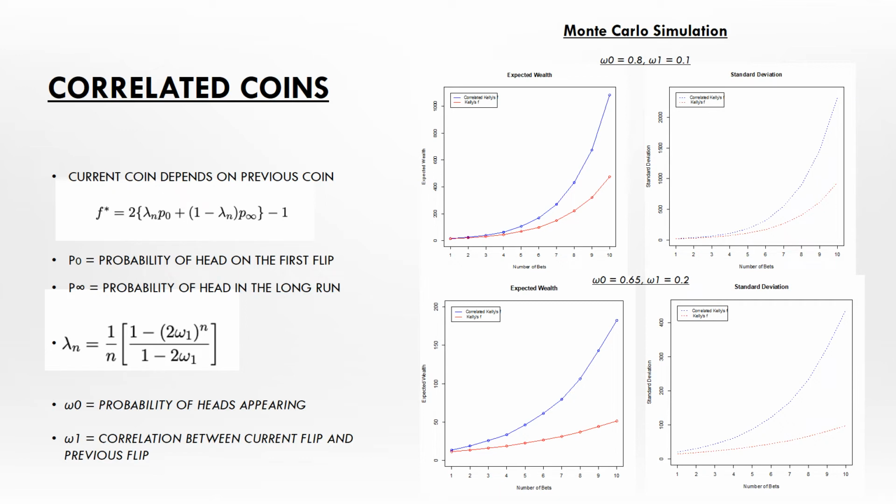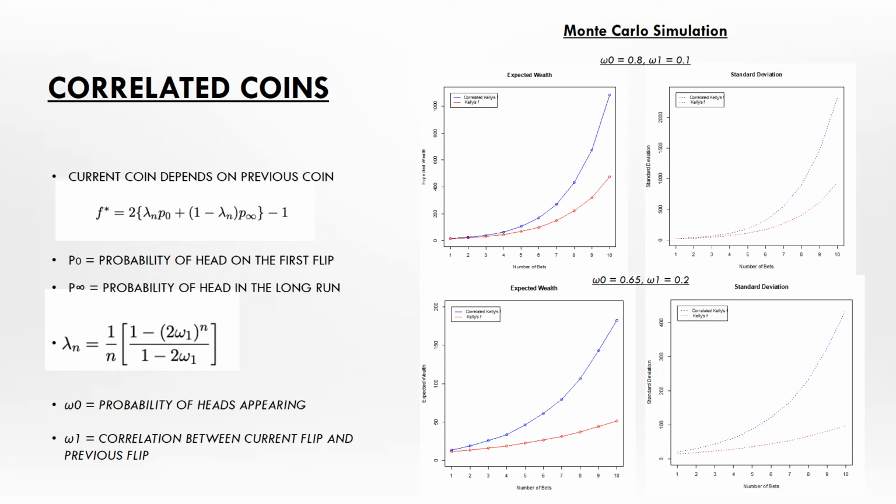So after having only analysed Kelly's criterion for independent, identically distributed random variables, I turn my focus to correlated coins. This is when the outcome of the current coin toss depends on the outcome of the previous coin toss. Again, F* is the optimal fraction of your bankroll that should be wagered in each bet. Here we can see a slightly modified formula, taking into account the outcome of the previous coin, where P0 is the probability of heads on the first flip, and P infinity is the probability of heads in the long run.